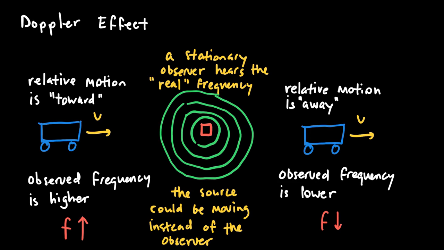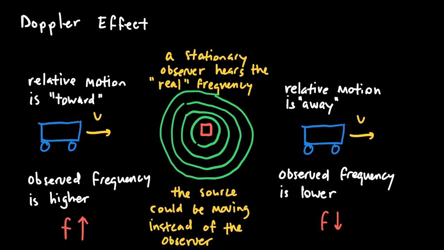The last thing I'd like to talk about is the Doppler effect. And we need to talk about this because it's a good application of the speed of sound and frequency and some of the things we were learning about waves. So let's see here. I have a speaker in the middle of the screen, that little red box, and around that speaker are wave fronts that are coming out. So the speaker is sending out sound waves in every direction.